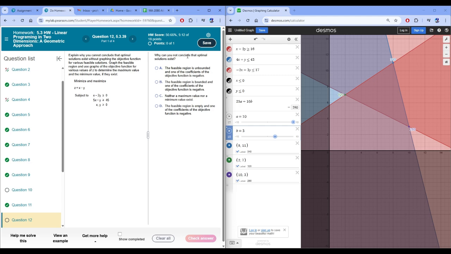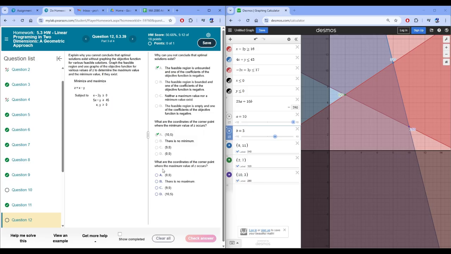Why can you not conclude that optimal solution exists? The feasible region is unbounded and one of the coefficients of the function is negative. Maybe. Neither the maximum value nor a minimum value exists. That's false. And here we have, I think it's that one. Yeah. What are the coordinates of the minimum value? So once you graph it, you'll get the minimum value, and then that should be it. I'm going to say it's going to be that one.